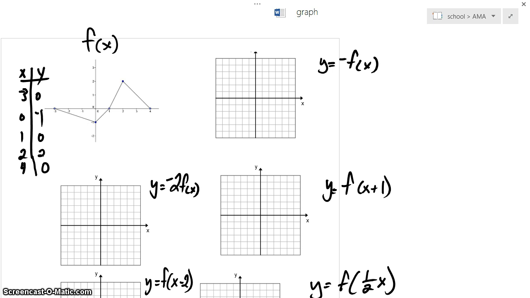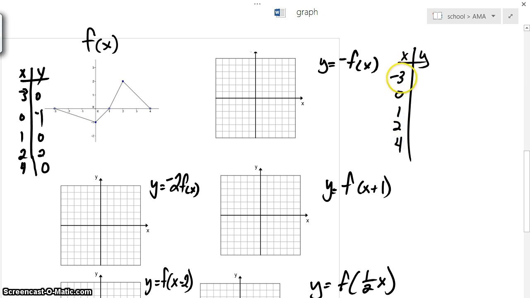Let's take a look at what would happen given this function if we had y is equal to the opposite of f of x. If we wanted to look at what's happening, first notice that f of x is really just another name for y. So the negative is going to be applied to the y coordinates on the original function. The x values, in other words, are not affected.